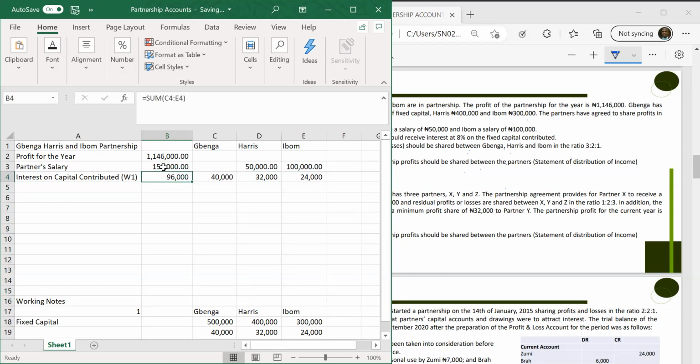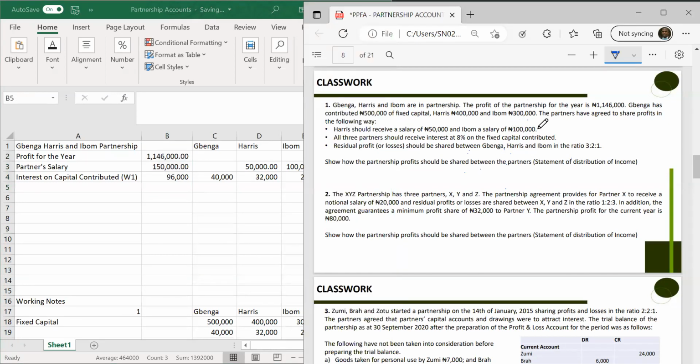So we will remove these 2 from this profit. This is the total profit they made, right? We are going to allow for partners' salary to be taken out, this to be taken out, then whatever is left is what they will now share amongst themselves. So let's look at this. We have treated this.